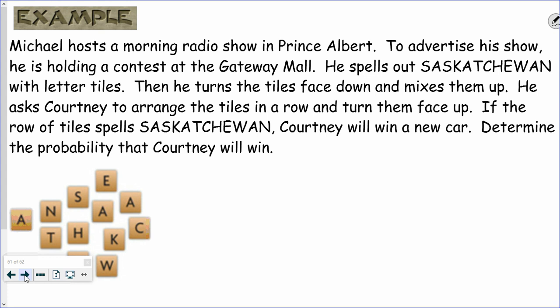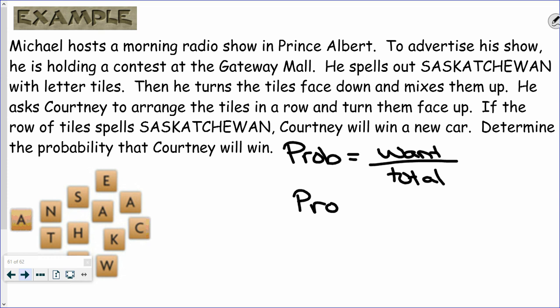Well, again, my probability is what I want over the total. Now, she needs to spell Saskatchewan. There is only one way to spell the word Saskatchewan with those tiles. One way. So that's my want. Now, I look at my total, and I look at all the letters in Saskatchewan. 1, 2, 3, 4, 5, 6, 7, 8, 9, 10, 11, 12. There's 12 letters.